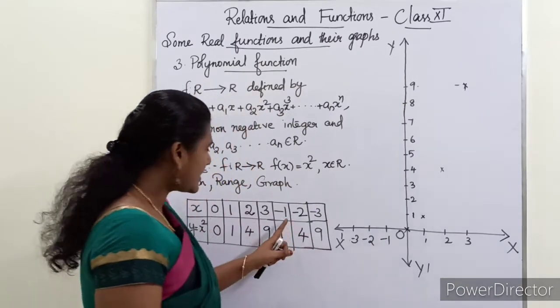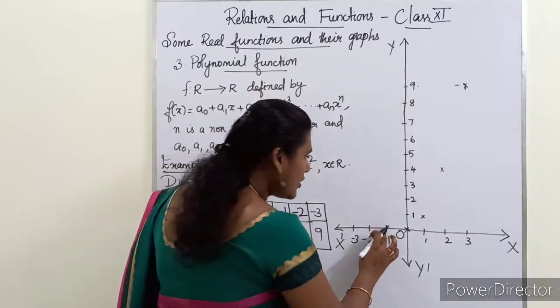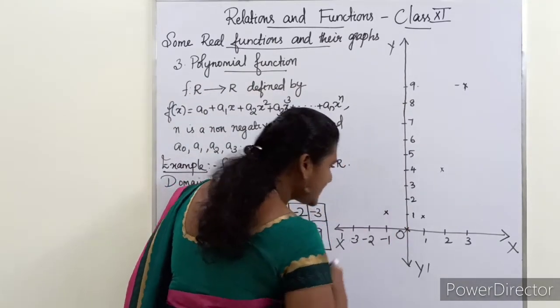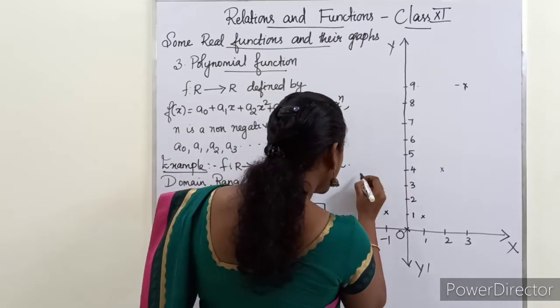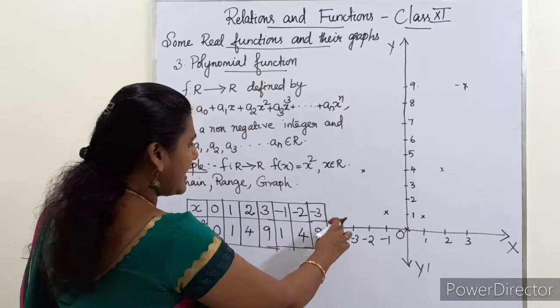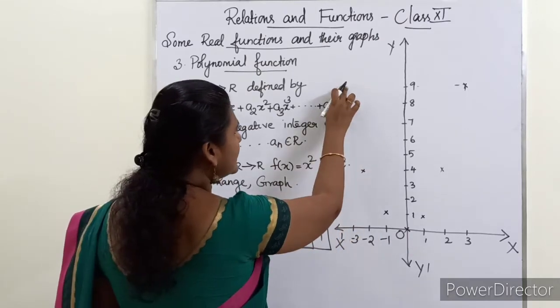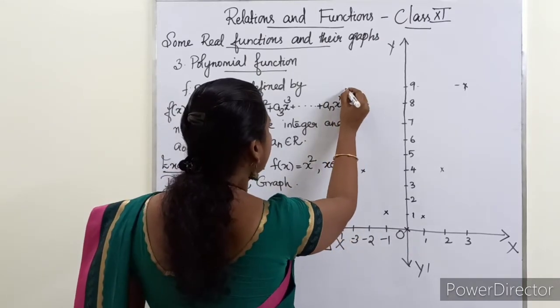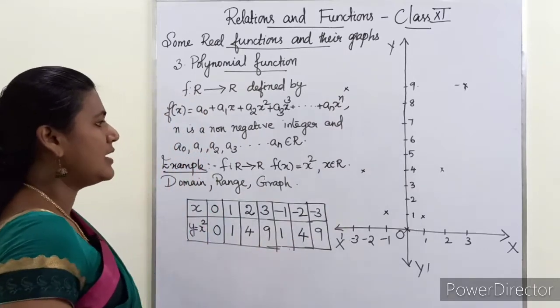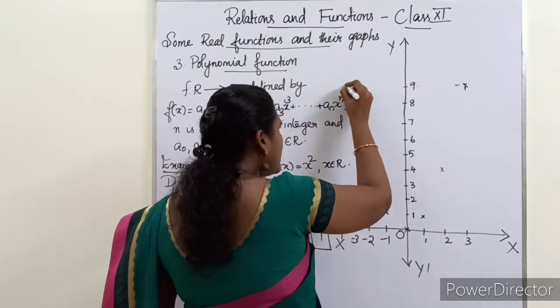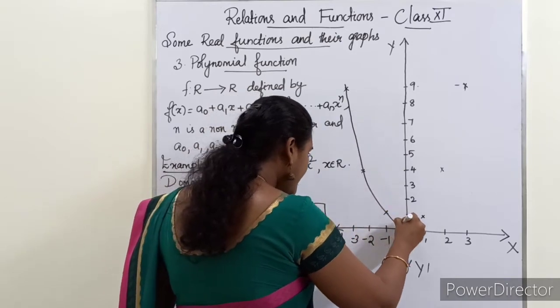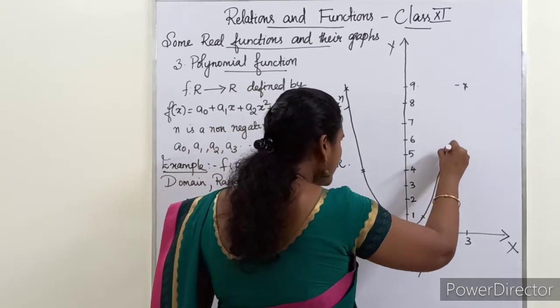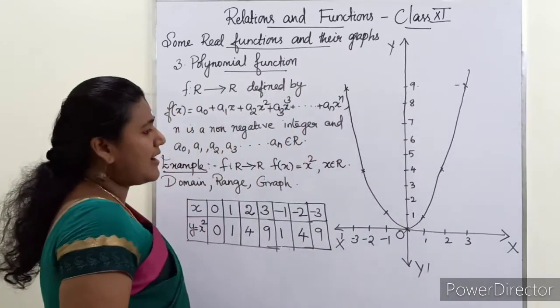Similarly, we will draw for the negative values. X is equal to minus 1, y1. So this point. X equal to minus 2, y is equal to 4. So here you will get the point. And x is equal to minus 3 and y is equal to 9. So here we will get the third last point. Now if you join all these points, we will get the graph like this.